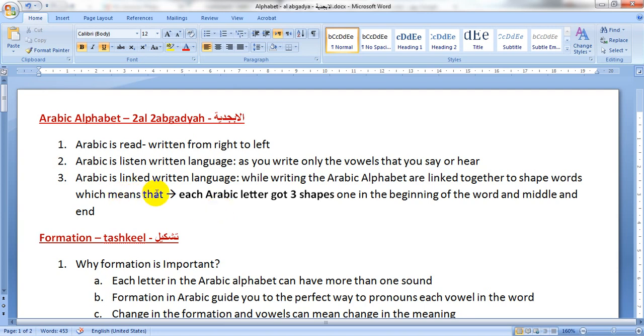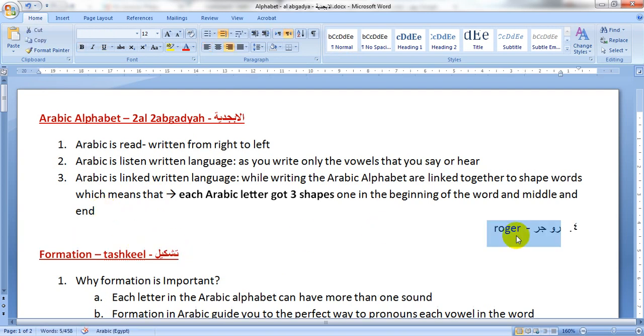Arabic is a linked language. So let's go back to our example. As you can see, some letters in Arabic, when you write them, link with each other. Some don't. But in English it's always separated. They're always separated. But in Arabic, sometimes they link with each other. Okay.